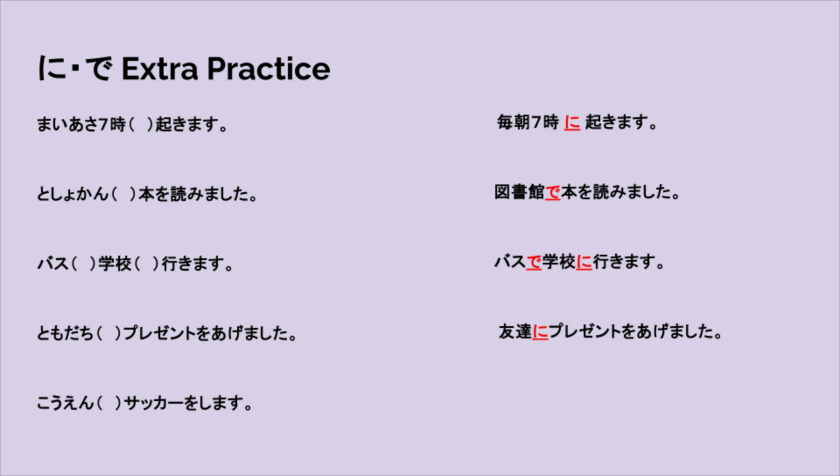And the last one, koen, is park. So koen blank sakka o shimasu. Playing soccer at the park. You are doing an action. You're doing the thing. You are playing soccer. That is an action verb. So it's de. You're doing it at the park. Same thing if it was at school or somewhere else, whatever. It would be de. So koen de sakka o shimasu.